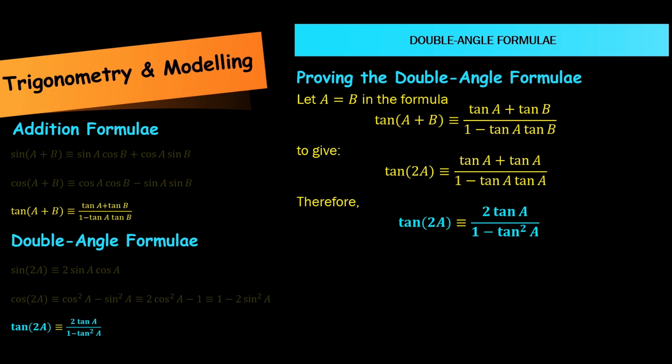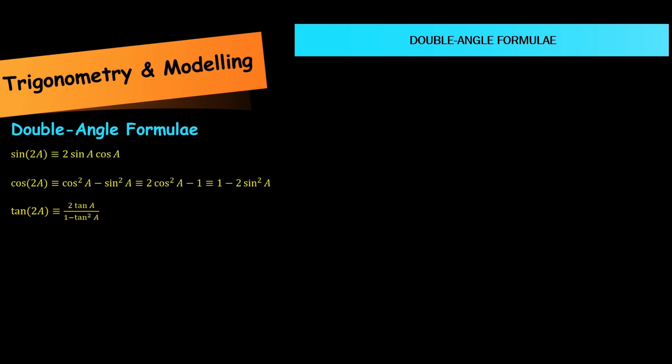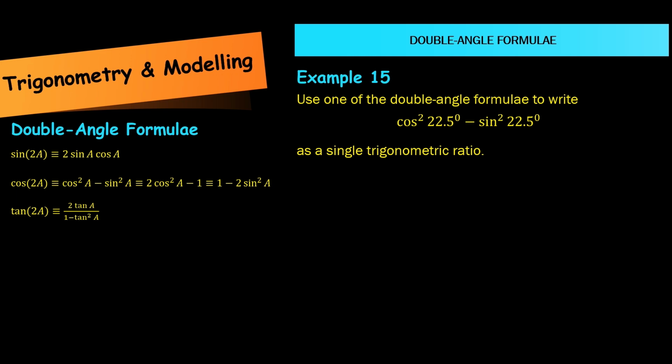We're going to apply one of these formulae to an example. Pause the video and have a go. Press play when you're ready to view the solution. So in this example, we are required to use one of the double angle formulae to write cos squared 22.5 degrees minus sine squared 22.5 degrees as a single trigonometric ratio.